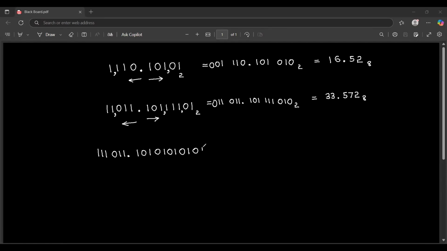111.011.10101010. Then here in this direction we have to go, and here we have to go in this direction. So there will be a comma here, a comma here, a comma here. We can put a 0 here, and we don't have to put a 0 here. So it will be equal to, we'll write this down directly. So we have 7, then we have 3 dot, we have 5, then we have 2, then we have 5 again, and then again 2 to the base 8.